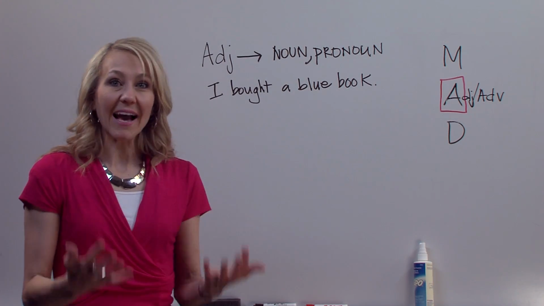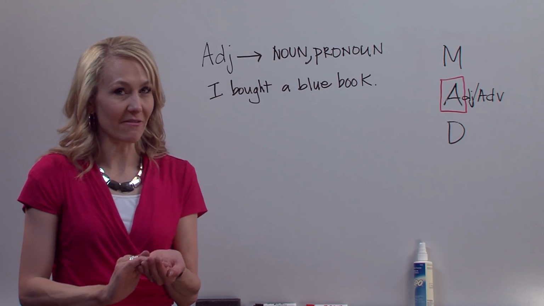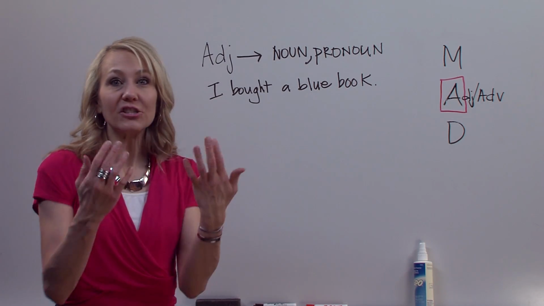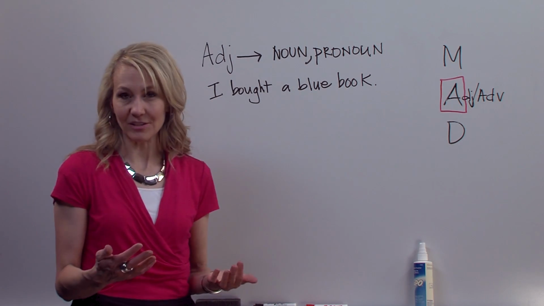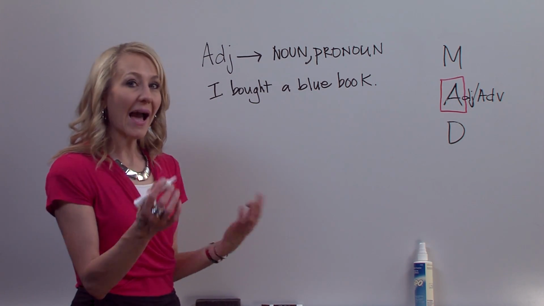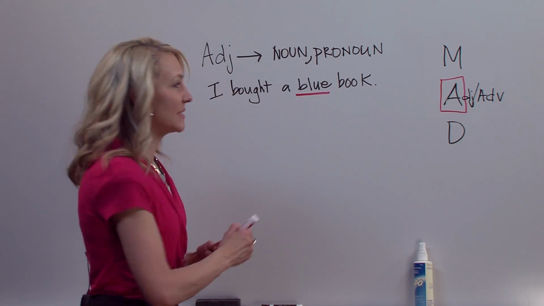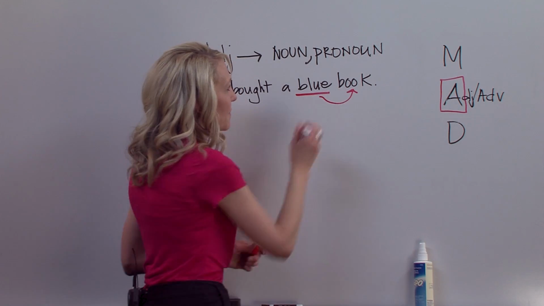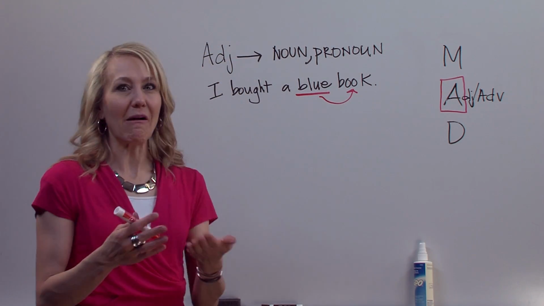So first of all, adjectives, we need to understand what exactly adjectives can modify. Adjectives can modify 2 things. They can modify nouns and they can modify pronouns. So in this case, I bought a blue book. My adjective is the word blue. Blue is modifying my noun book. So now let's talk about adverbs.